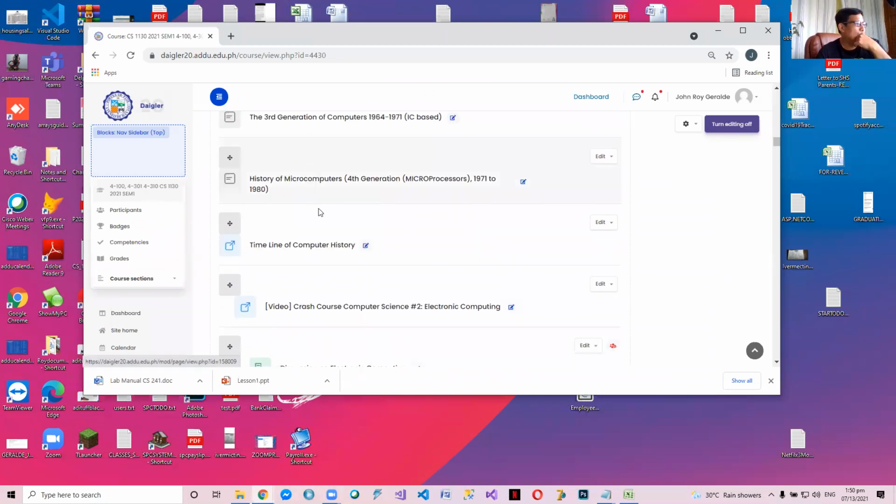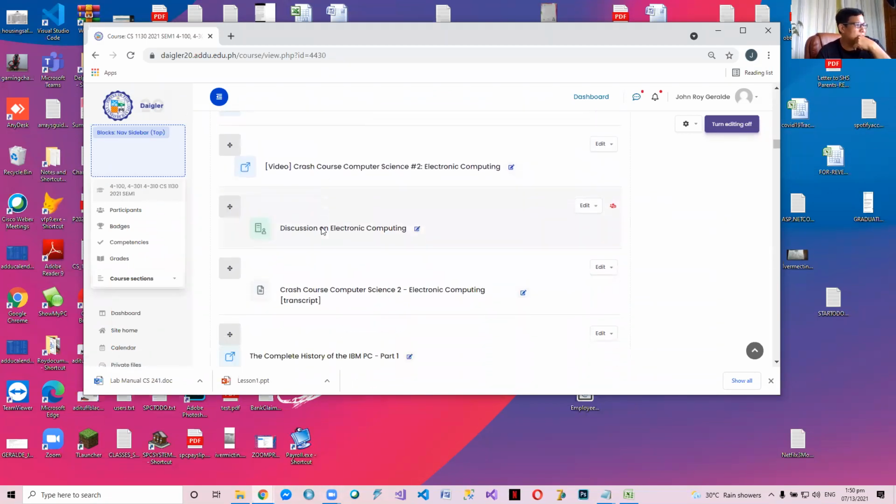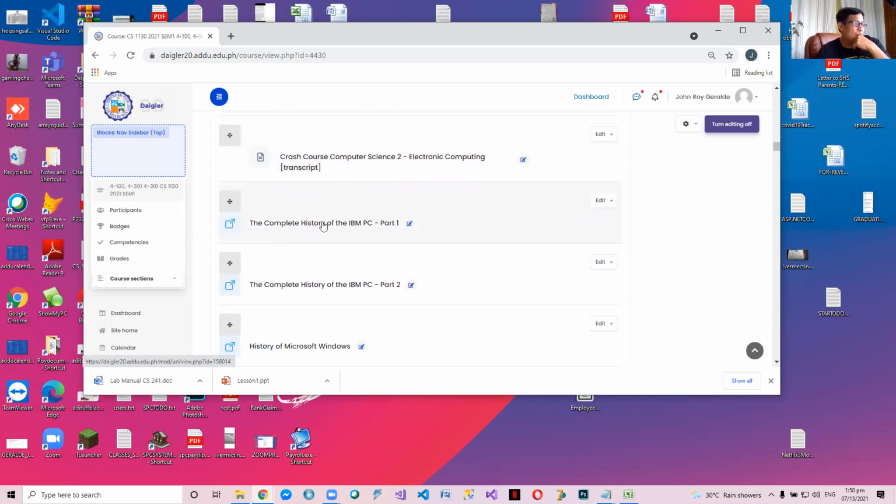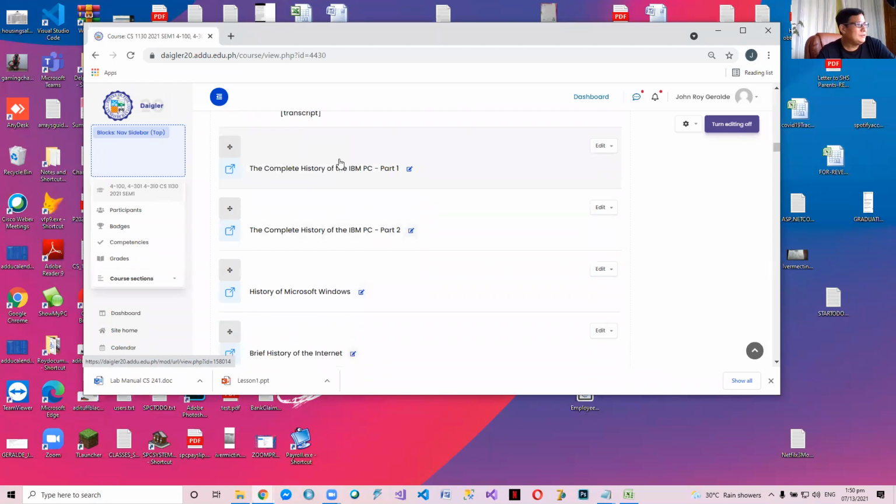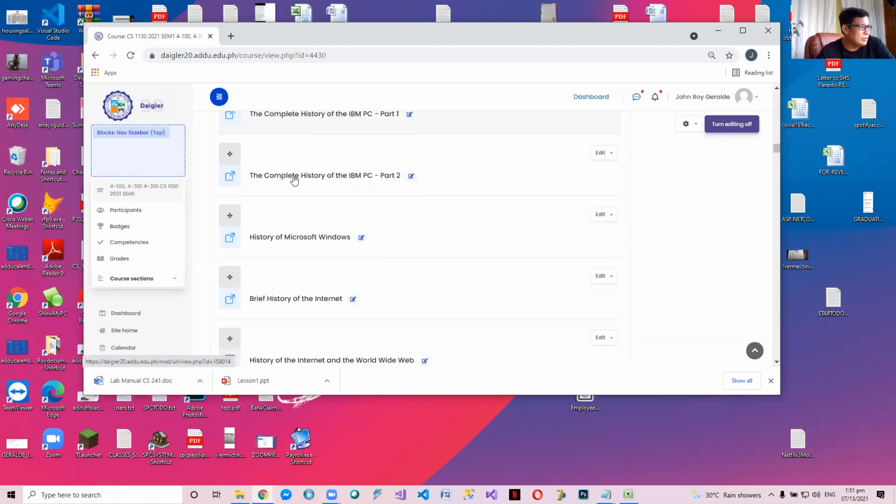Then we will have a timeline of computer history. We will also study the history of the IBM PC, which is the most important computer in our time. All computers that we are using nowadays are patterned after the IBM PC architecture. They come in two parts. These are videos, so I recommend you study them.